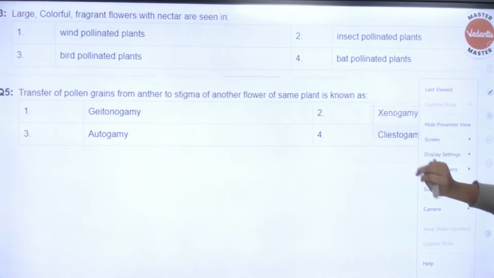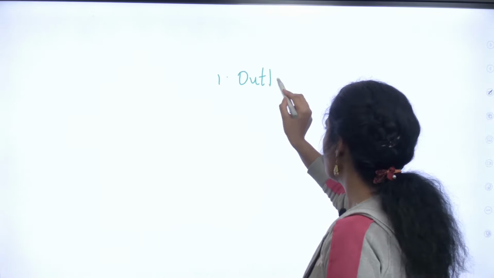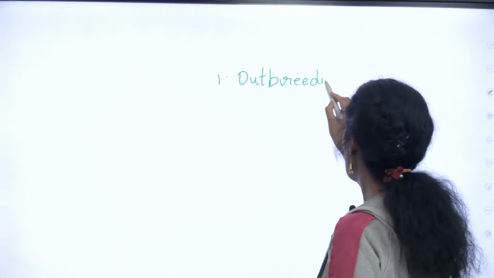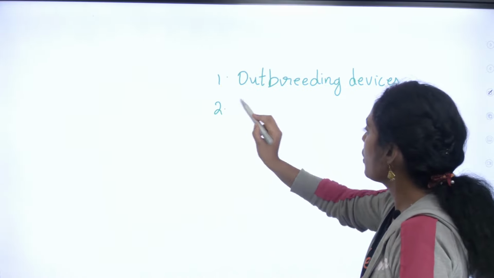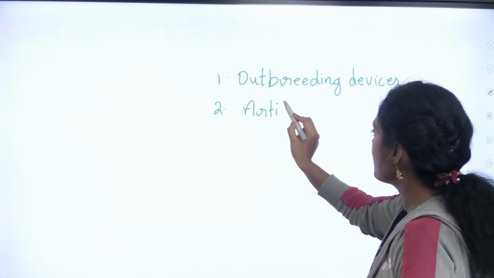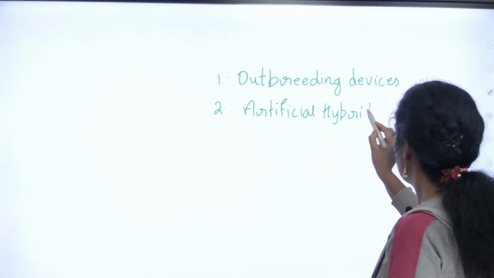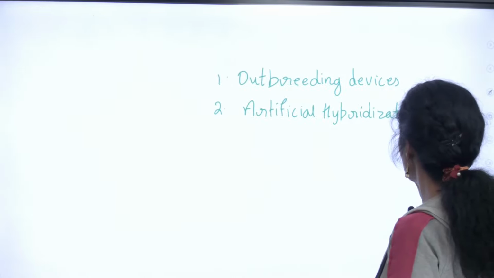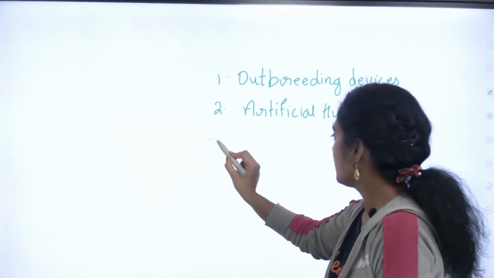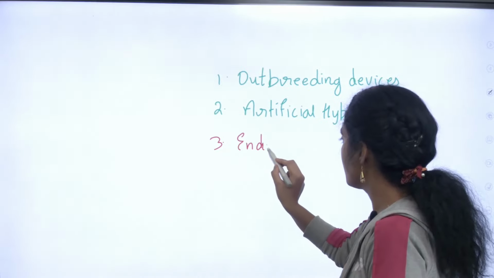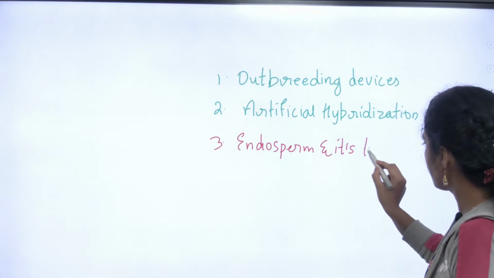Now, I will also give you some very important potential questions. So, first you can write outbreeding devices. 5-mark question. Then we can also talk about artificial hybridization. This is one more important question. Then we also have endosperm and its types, again with examples.